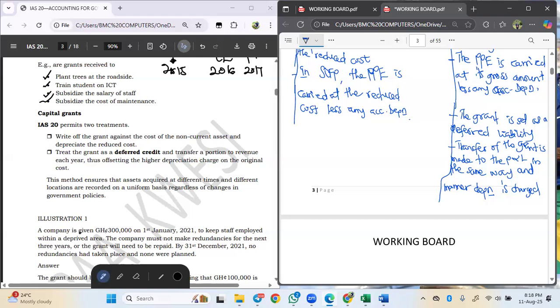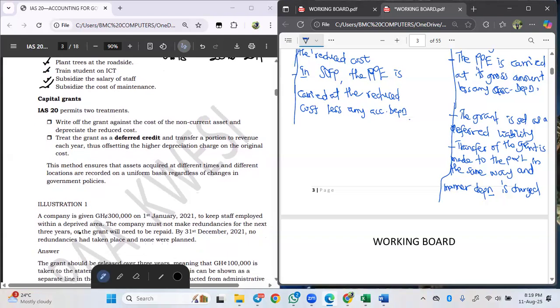Illustration 1. A company is given 300,000 Ghana cedis on 1st January 2021 to keep staff employed within a deprived area. The company must not make redundancies for the next 3 years, or the grant will need to be repaid. By 31st December 2021, no redundancy had taken place and none were planned.